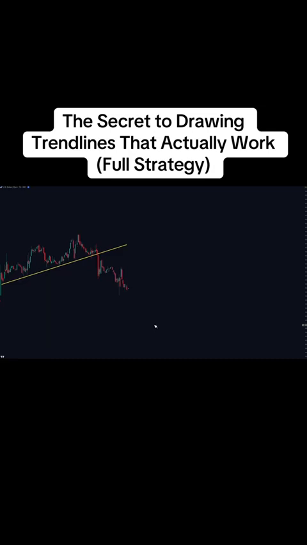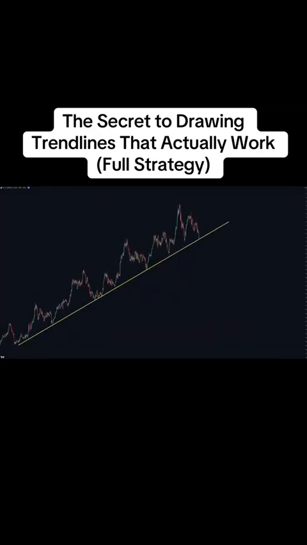Think of them like flexible areas where price might react, not where it must bounce. Check this out. Price bounced even before touching the trend line here. Same thing happened again right here. This proves that trend lines are not precise levels, and that's totally normal. Still, as a trader, it's your job to draw the best line you can, stay consistent, and stay disciplined.